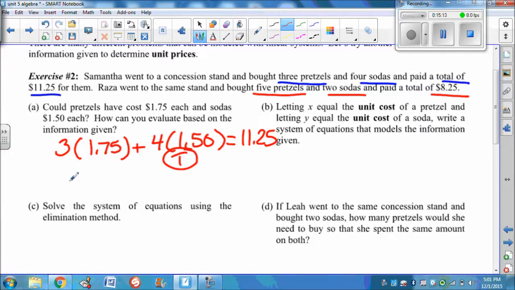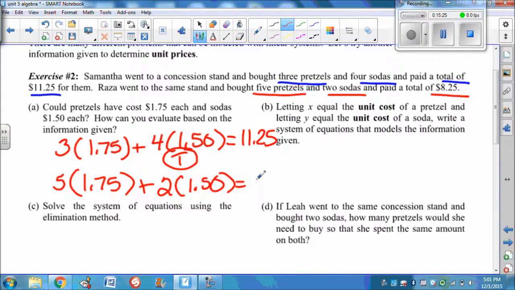Now let's try to do the same thing with the second person. 5 times the number of pretzels plus 2 sodas, does that equal 8.25? Doing that calculation, that comes out to be false. So could these cost this? No, they cannot. It's an and situation. It's got to be true for both.